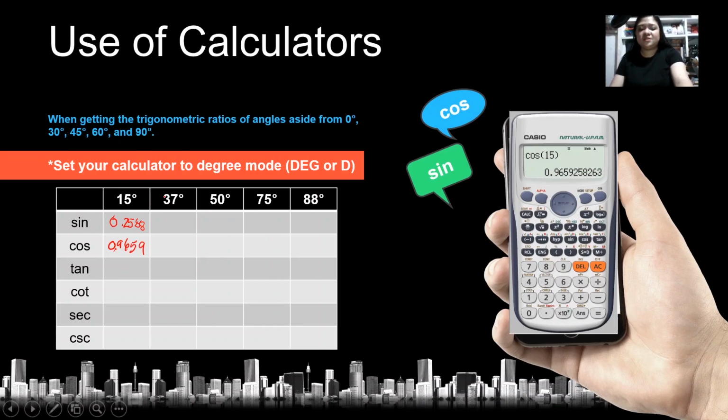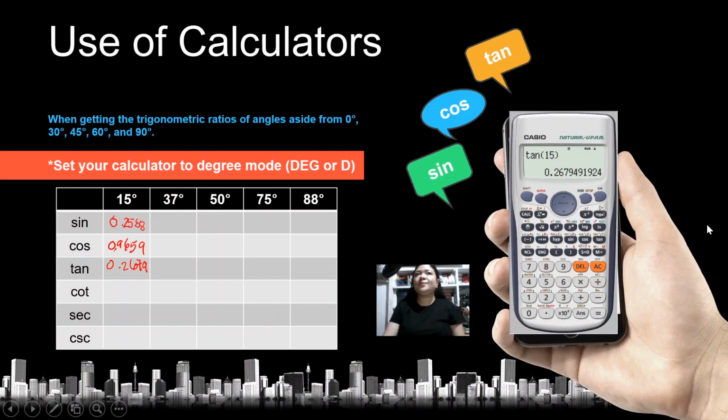Now let's get the tangent of 15 degrees. For the 3 ratios, it is easy to get because sine, cosine, and tangent are already in the calculator. Just click or press tan, then type 15. So we have 2 minus square root of 3, or in decimal, it is 0.267949194. So in 4 decimal places, we will get 0.2679, and on the right of 9 is 4, so we will only write 0.2679. So tangent 15 is 0.2679.